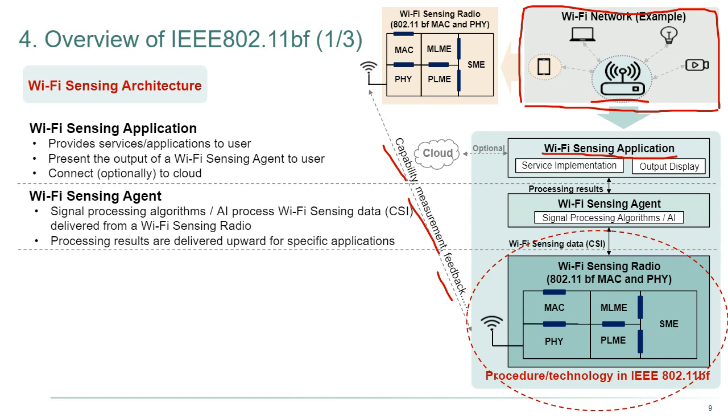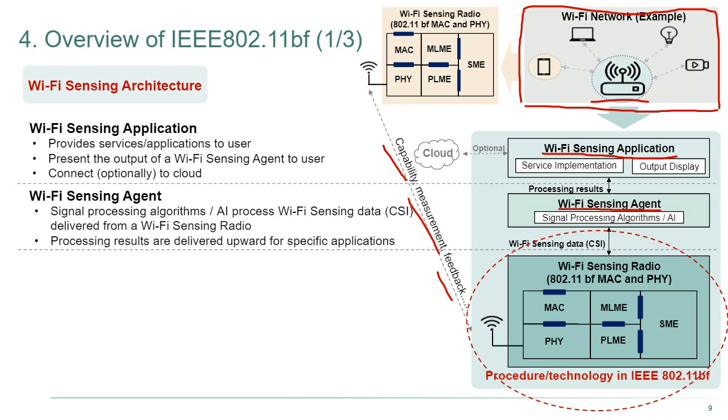Then one layer lower is the Wi-Fi sensing agent. In this layer, the signal processing algorithm or AI process will further process the Wi-Fi sensing data or CSI delivered from the lower layer Wi-Fi sensing radio. And also processing results are delivered upward for different applications. We can call it the middle layer, right? So it's a Wi-Fi sensing agent.